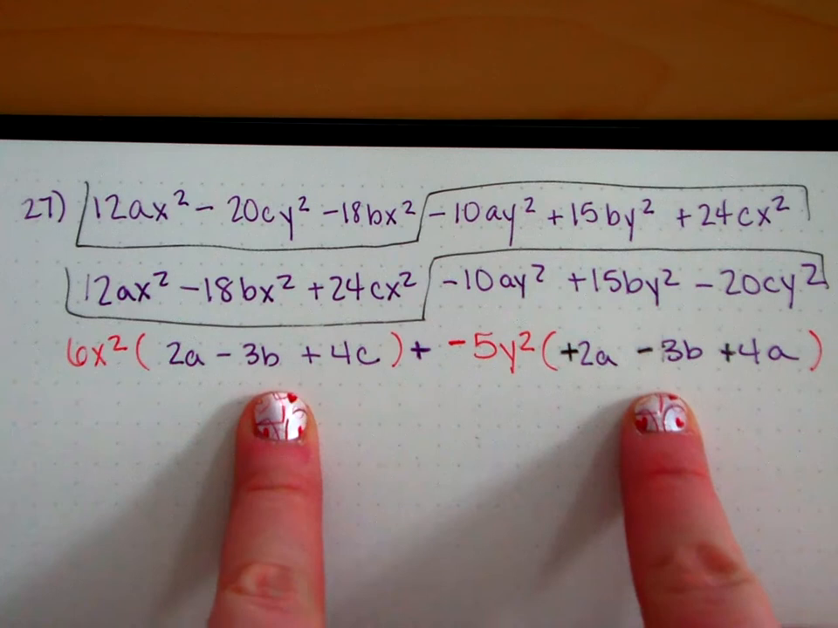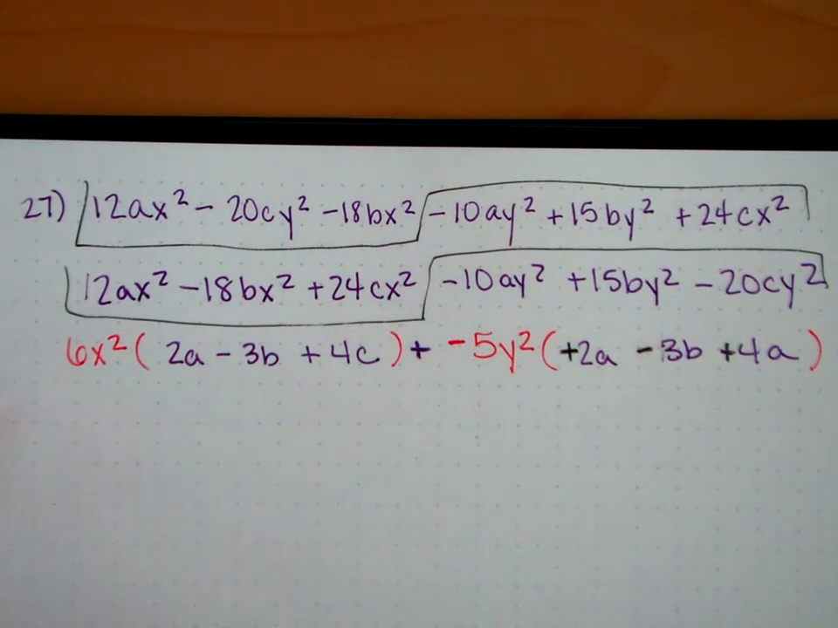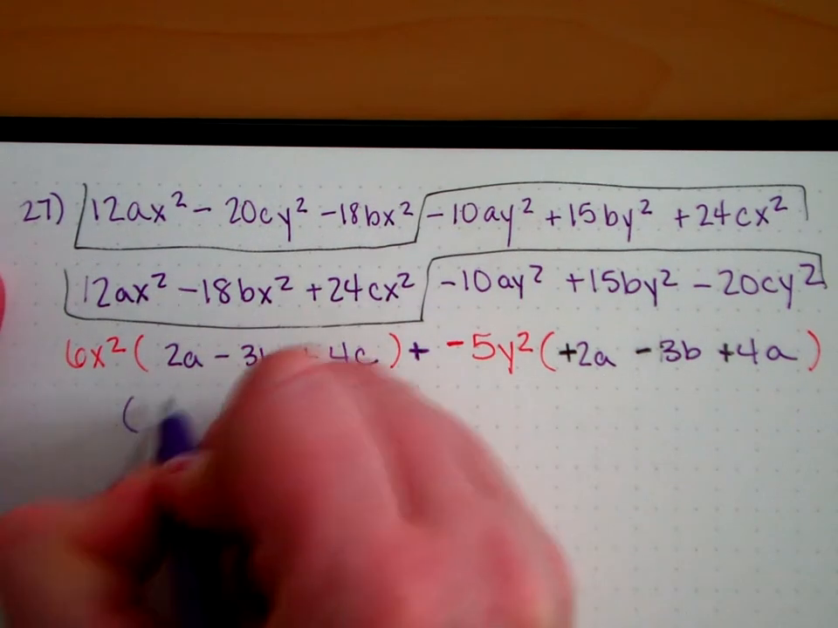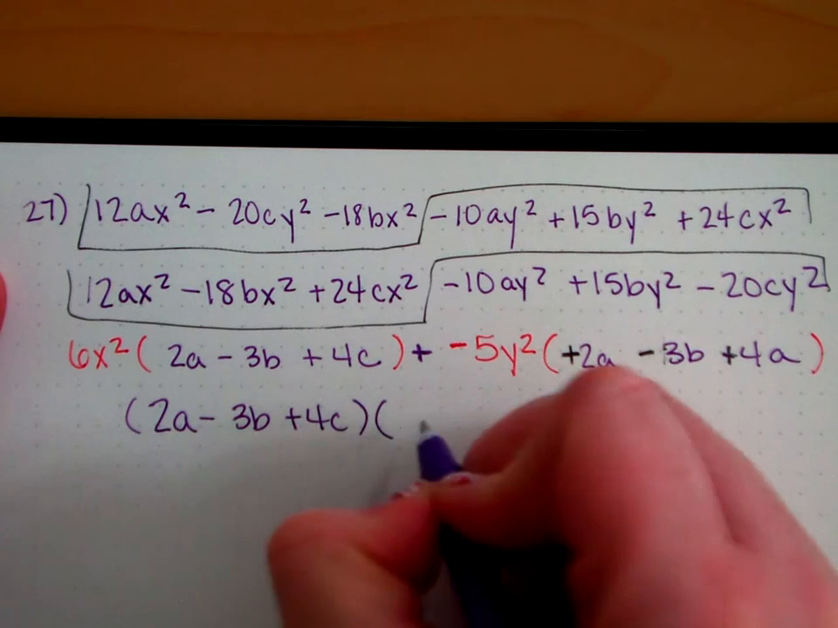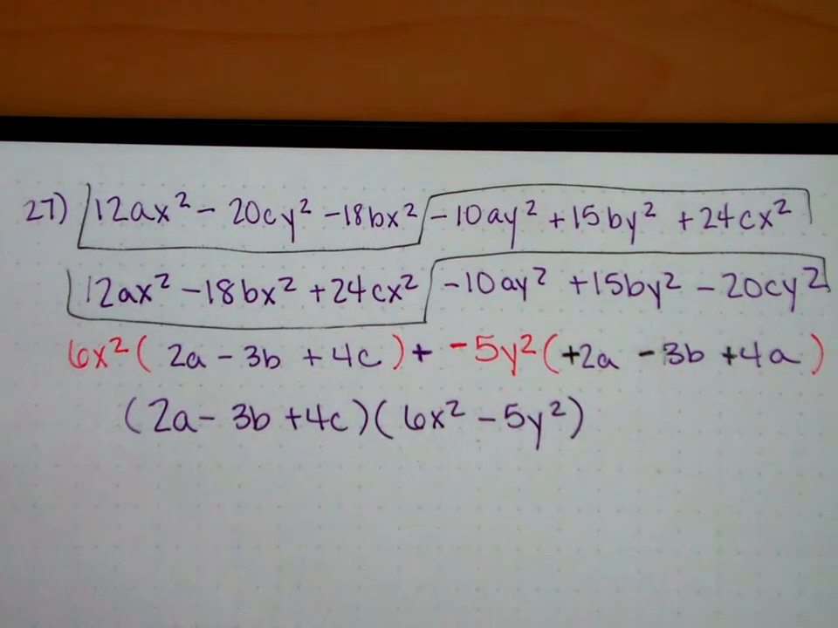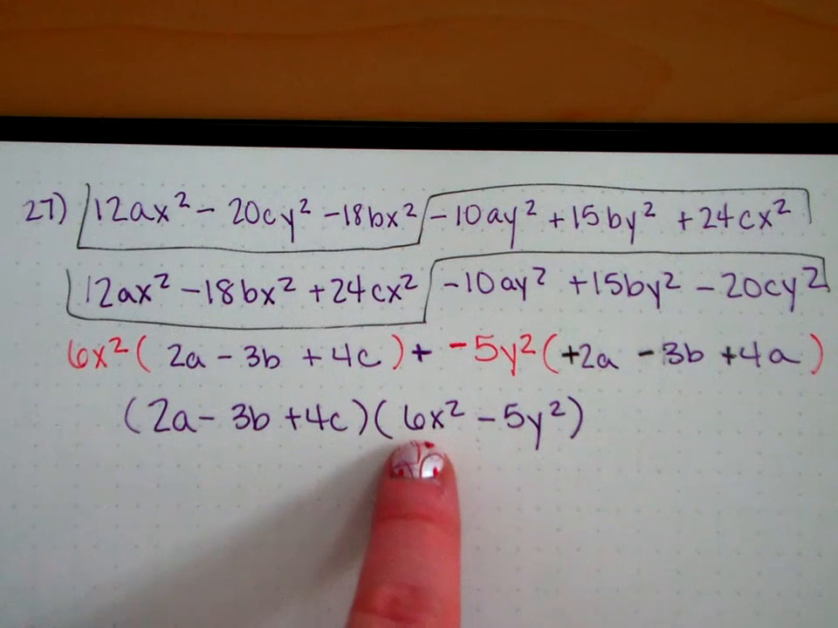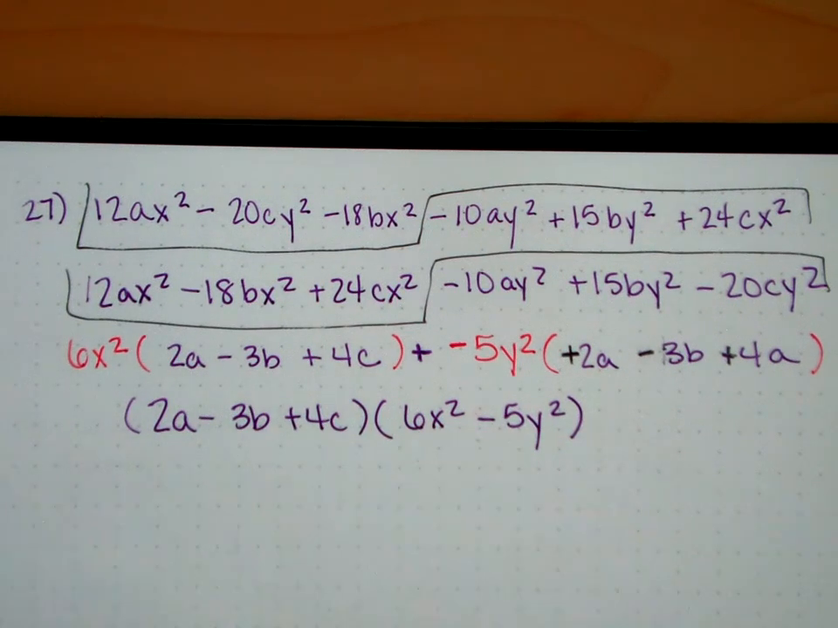Erasable pen's awesome. So now that these two parenthesis sets match, they're the same factor. So this parenthesis set, the purple inside the red parentheses, is going to be pulled out in front. So that would be 2a minus 3b plus 4c times 6x squared minus 5y squared. Now, looking at this, this is a perfect square, this is a perfect square, but those 6 and that 5 are not. So then that's where I'm at with that answer.